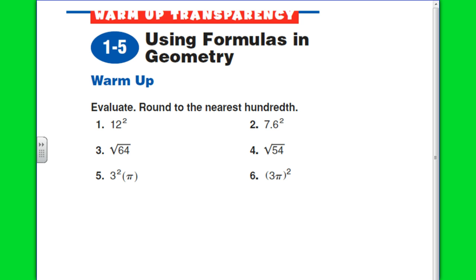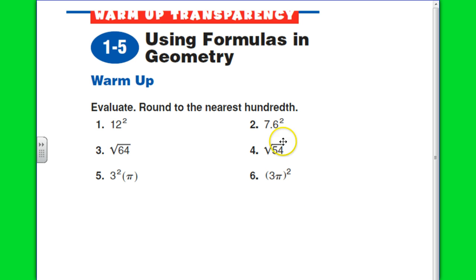And so start with a warm-up and come back and check your work. 12 squared is 144. 7.6 squared is 57.76. Square root of 64 is 8. And now this is being asked to, you're supposed to round to the nearest hundredth, so they're asking for a decimal answer. If they didn't say it that way, you could just simplify the radical. Remember? You would take any perfect square factors out and you could leave something behind.